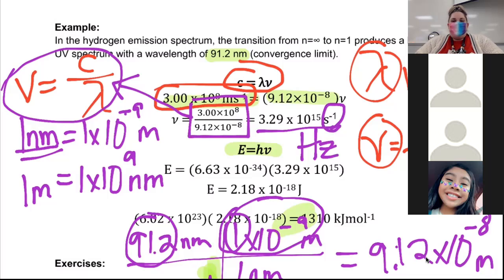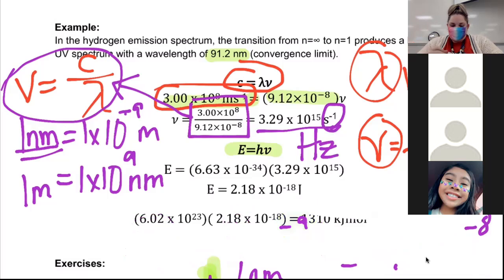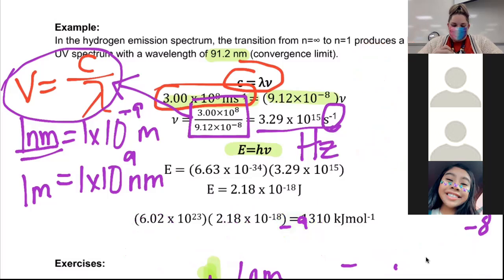Okay. So once I get the answer for frequency, then I use my second equation to calculate the energy, and that's going to help me calculate this first ionization energy. So I'm going to clear off some space down here so I can work out the other stuff with y'all.